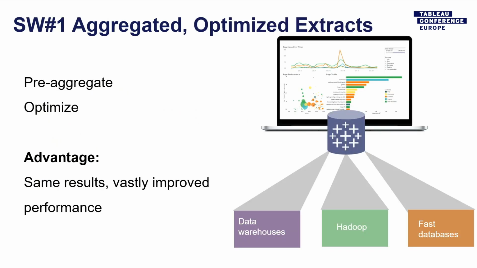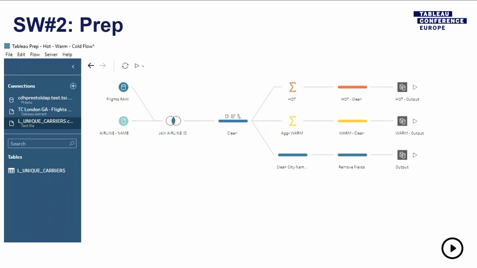So the first one being the aggregated extract. Whenever you pull that data into memory, you can bring that data into a Hyper extract, and that most likely will increase the performance already. But the power here is that you can aggregate the data. So you reduce the data size, you get the same results, and it's vastly improved in terms of performance.